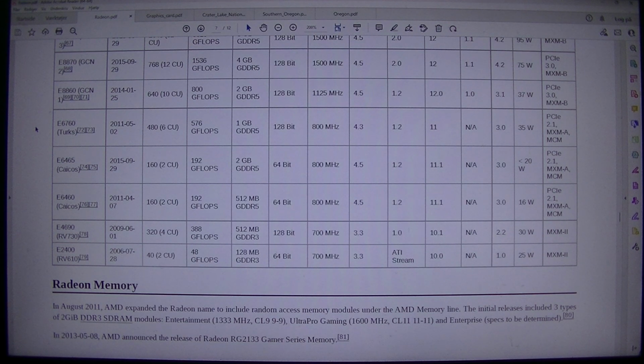E9173 PCIe, GCN4. 2017-10-03, 512 shaders, 8 CU, 1248 GFLOPS, 2 GB GDDR5, 64-bit, 1500 MHz, 4.5, 2.0, 12.1, 1.0, 35 W, PCIe 3.0 x8. E9174 MXM, GCN4. 2017-10-03, 512 shaders, 8 CU, 1248 GFLOPS, 4 GB GDDR5, 128-bit, 1500 MHz, 4.5, 2.0, 12.1, 1.0, 50 W, MXM 3.0 Type E.